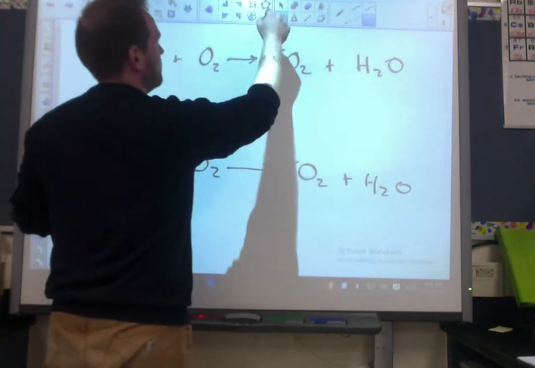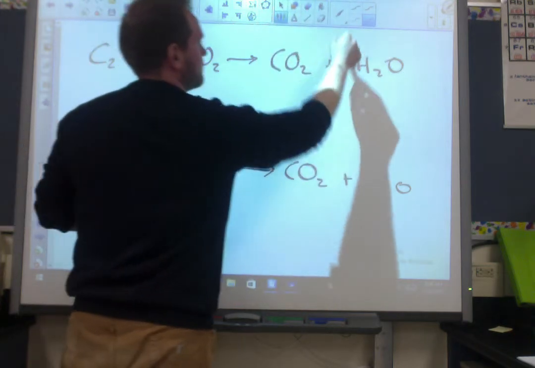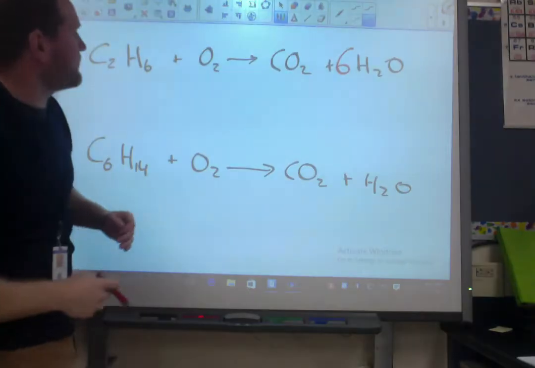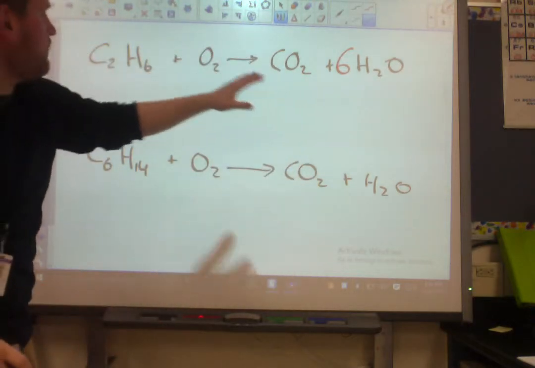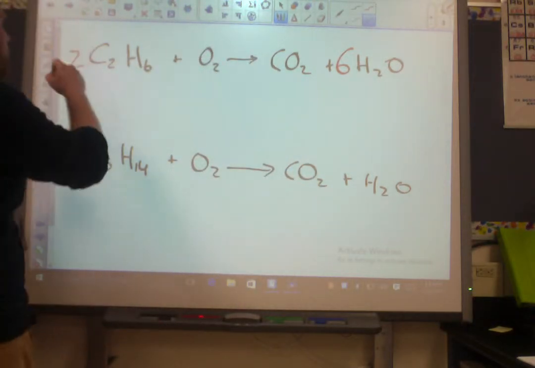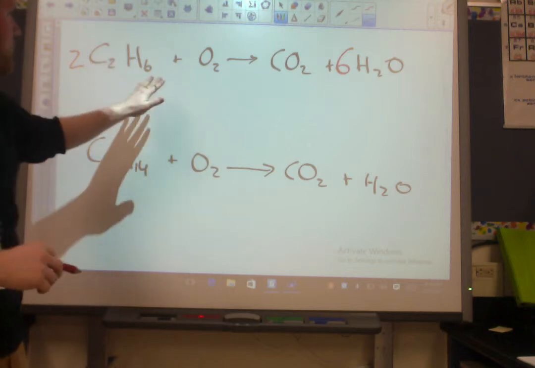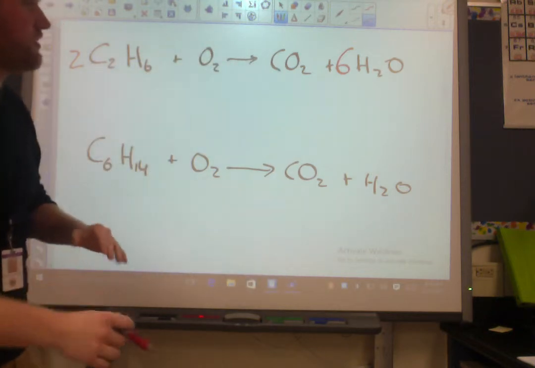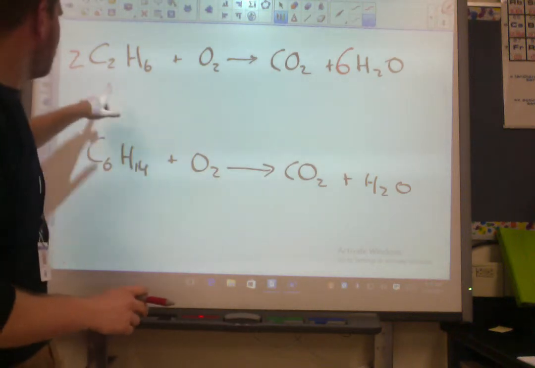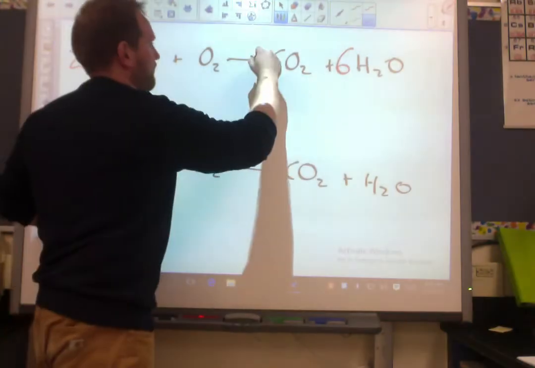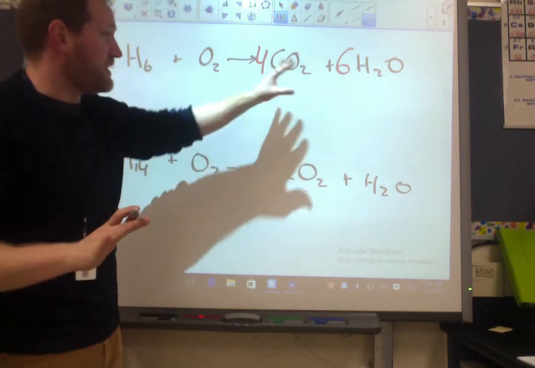I'm going to double that to 6. So that gives me 12 hydrogens. So here I'm going to put a 2 and double that. So now I have 12 hydrogens here, 12 hydrogens here, and I have an even number of O's, which is important over here. Now my carbons, well, 4. So I'm going to put a 4 there. That's still fine with my evens and odds.